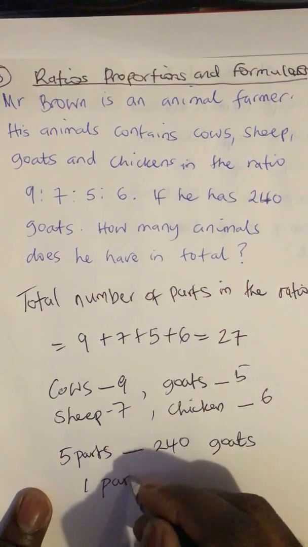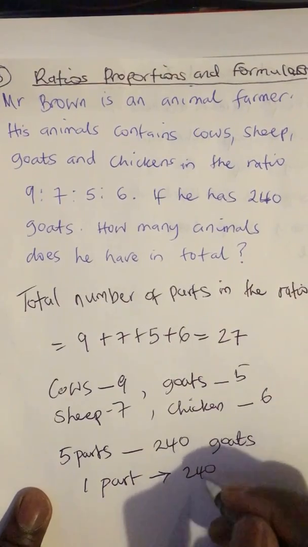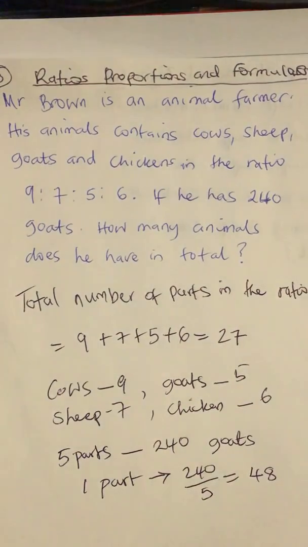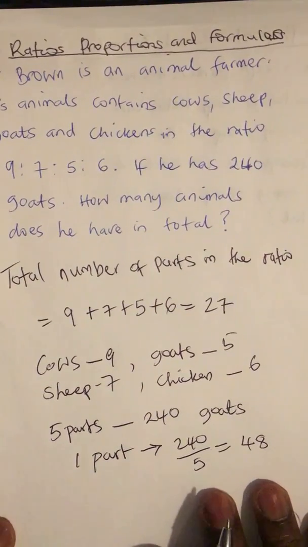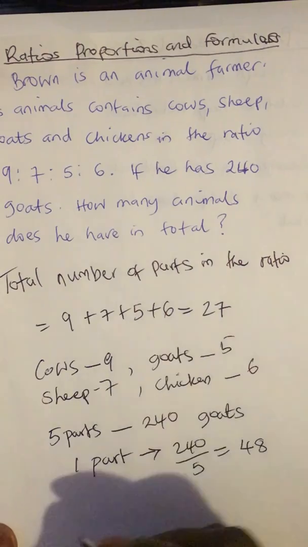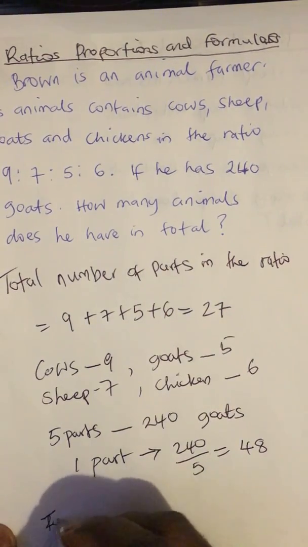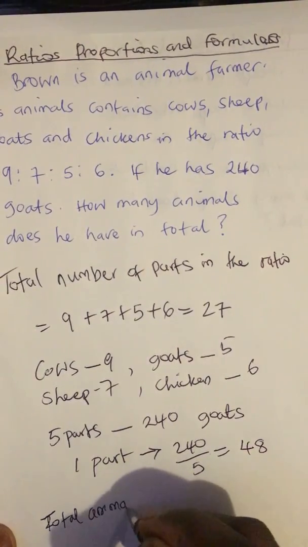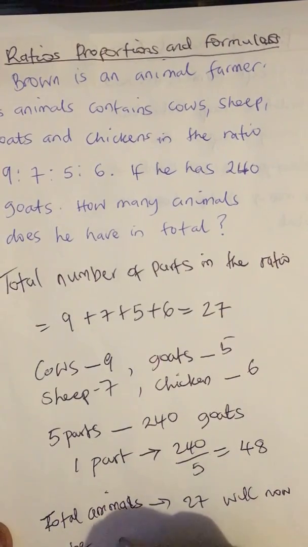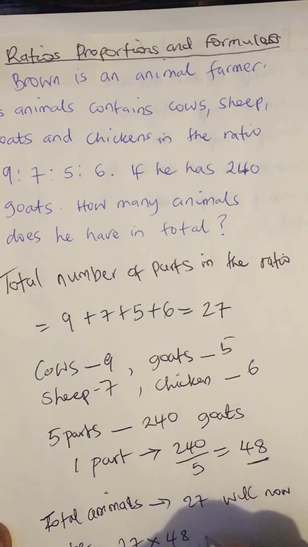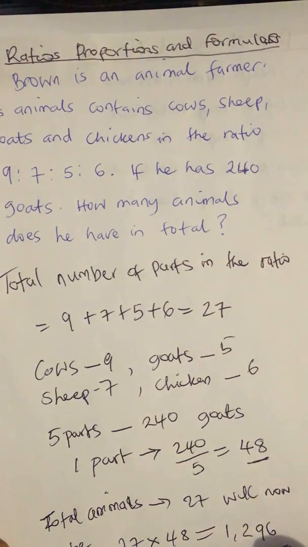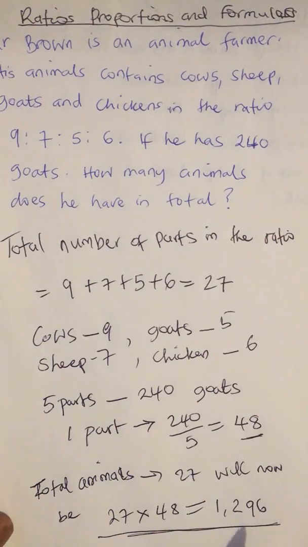So 1 part will now be 240 divided by 5. If you use a calculator, you have 48. So if 1 part is equal to 48, and we have a total of 27 parts, then the total animals, which is 27 parts, will be 27 times 48. If you do the calculation, you have 1,296. So 1,296 is the total number of animals in the farm altogether.